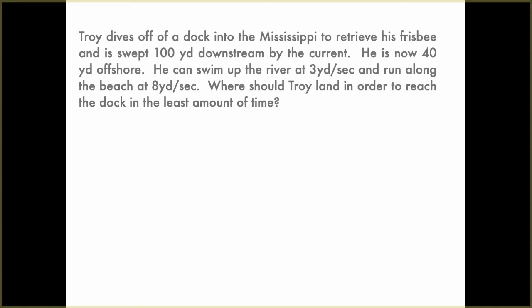Troy dives off a dock into the Mississippi to retrieve his frisbee and is swept 100 yards downstream by the current. He is now 40 yards offshore. He can swim up the river at 3 yards a second and run along the beach at 8 yards a second. Where should Troy land in order to reach the dock in the least amount of time?